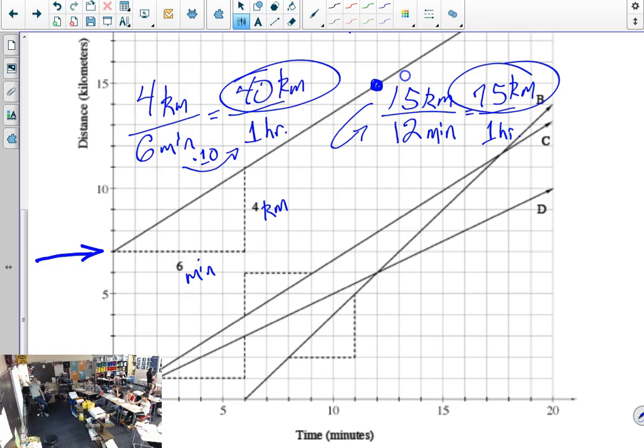I went from 12 minutes to an hour, so I did times 5. Like to go to an hour, be careful because I'm unit changing on the bottom. You don't need to. You can do over 60 minutes, but I'm trying to get you to be aware of these things. I'm unit changing on purpose to take your understanding of proportions even further.